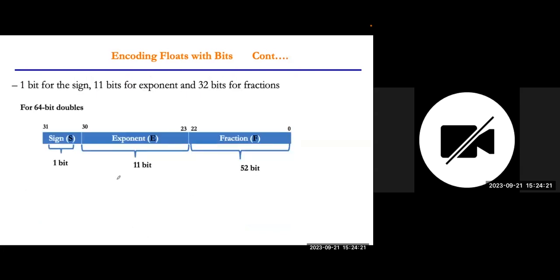For the double precision format, the standard format is IEEE 754 double precision. Double precision takes a 64-bit encoding of your float numbers. 1 bit is used for the sign and 11 bits are used for the exponent. Minus 1 to the sign, times 1 dot fraction part. This fraction part uses 52 bits, multiplied with 2 to the power of the exponent, and this exponent uses 11 bits in the standard format.